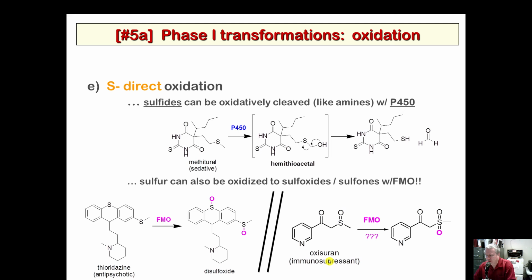And there are other cases where a sulfoxide can keep going. In this case, this is a known reaction, and I wasn't sure if it was FMO doing it. Probably FMO. Potentially could be P450. But this is an immunosuppressant, going from the sulfoxide to the sulfone. All right.